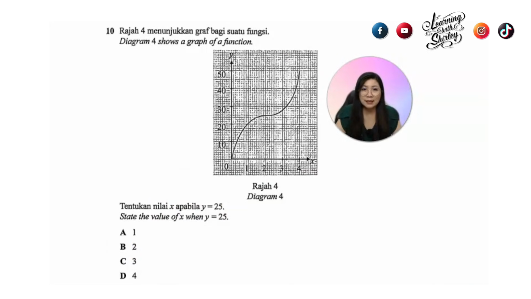Let's look at question number 10. Diagram 4 shows a graph of a function. State the value of x when y equals 25. So y equals 25 is over here. So go to the graph. When it touches the graph, then go down. Then you will get the answer. Okay, so the answer is 2. A, B, C, D. The answer is B.